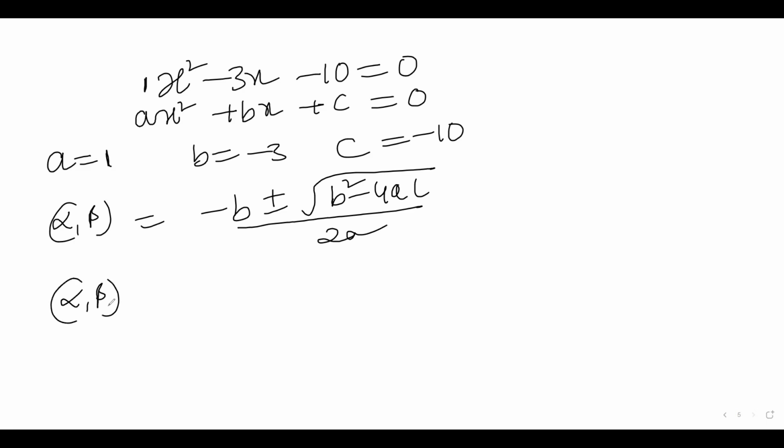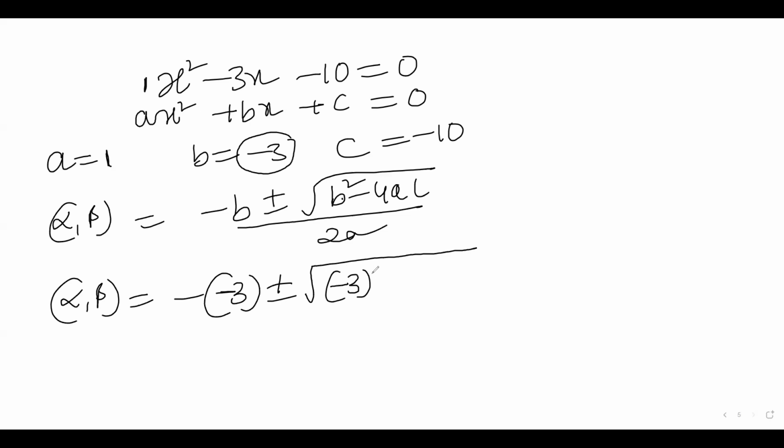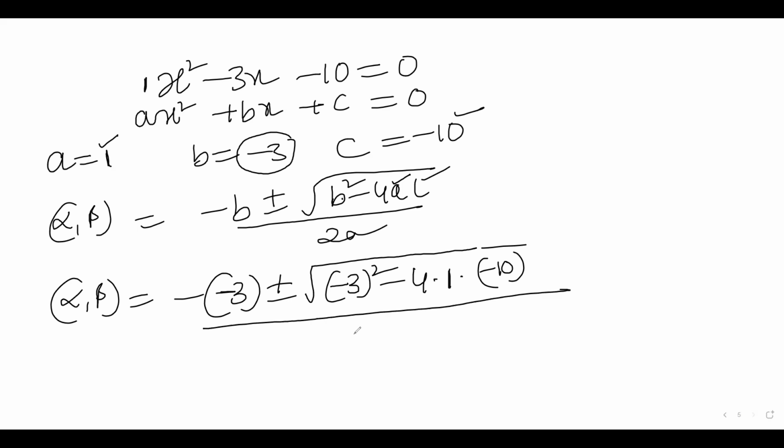Alpha comma beta is equal to minus. What is b value? Minus 3. What is b square? Minus 3 square. 4ac, 4 into 1 into minus 10. Okay. A is 1. C is minus 10, by 2a. 2 into what? A value? 1.